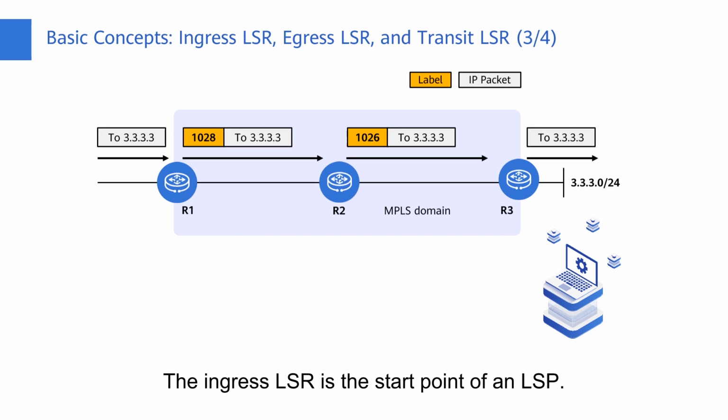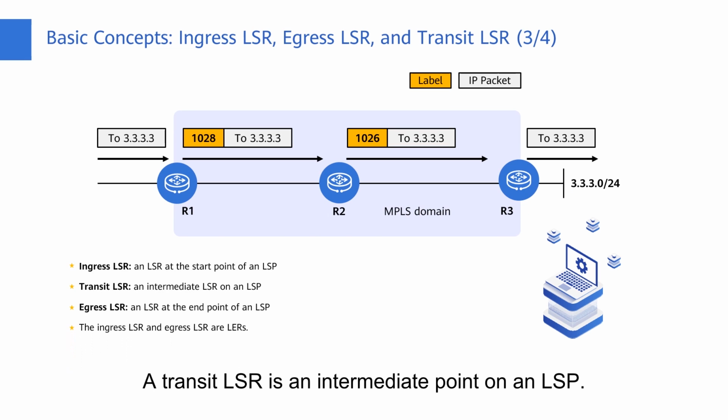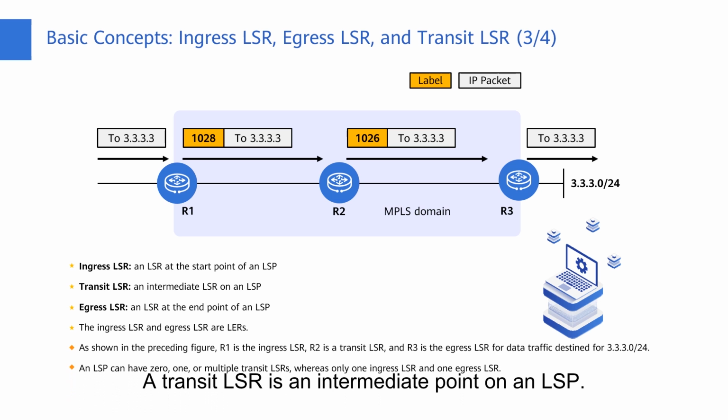The Ingress LSR is the start point of an LSP. A transit LSR is an intermediate point on an LSP. The Egress LSR is the end point of an LSP. Both the Ingress and Egress LSRs are LERs.